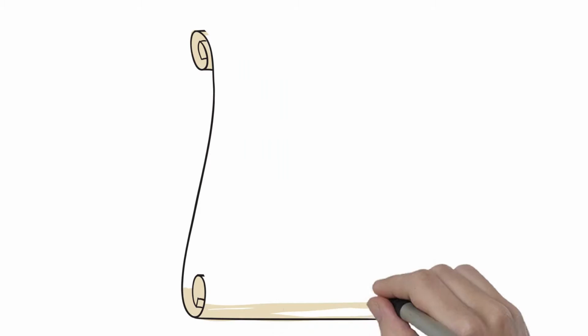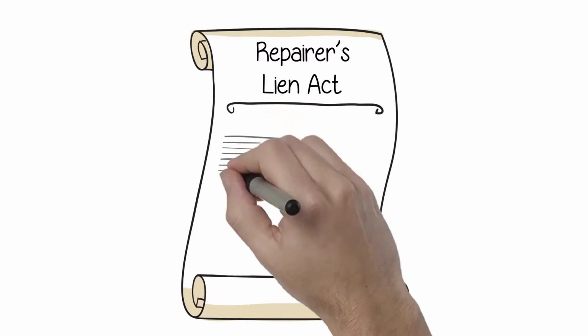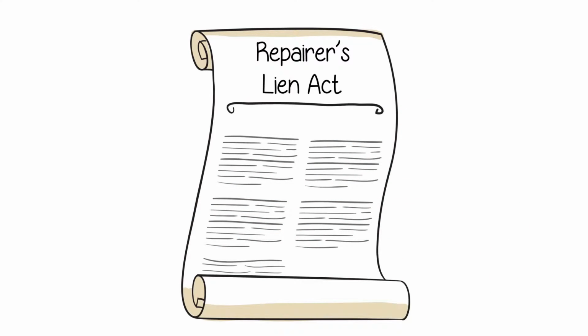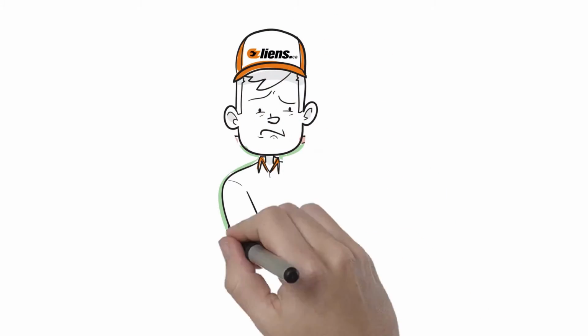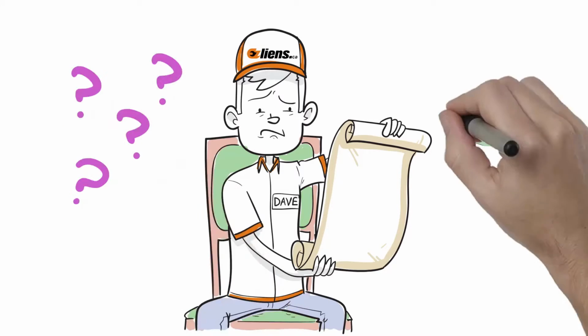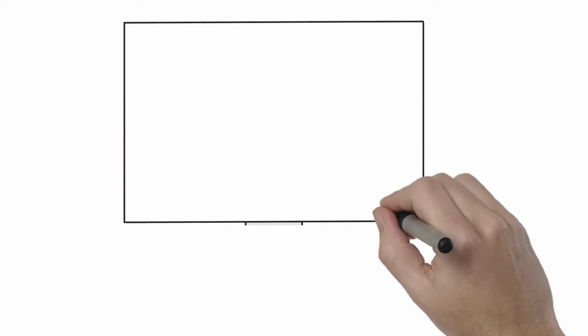Up until now, Dave had to rely on the Repairer's Lien Act, an act that was written in the 1960s. This act is so puzzling and out of date that a lot of shop owners don't even try to use it. Of the few shop owners who do use it, many don't even know if they're using it correctly and are often still not able to recover their hard-earned money or costs. That is, until now.